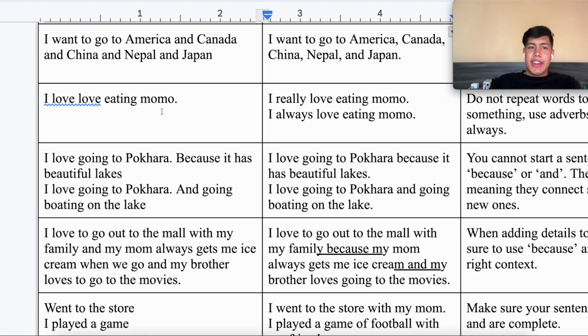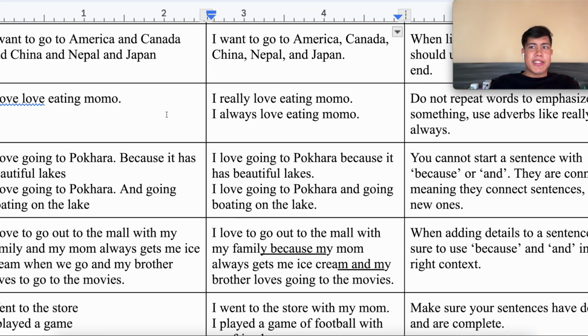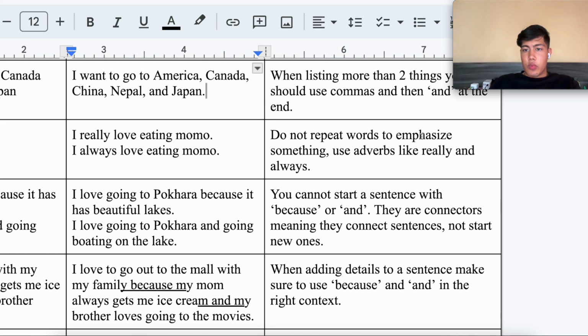I love eating momo. Now, we reviewed why this is wrong before. You don't want to repeat words to emphasize something. You want to use other words. Other words in this situation are adverbs. I know this is going to be a little complicated for you to understand what an adverb is, but essentially, it's a word that modifies something. It's a word that means that you like something a lot or a little bit.